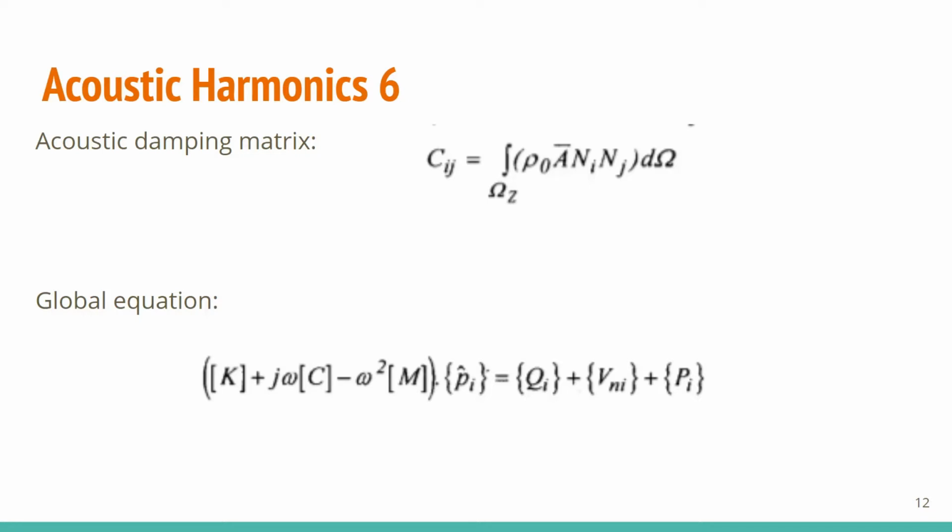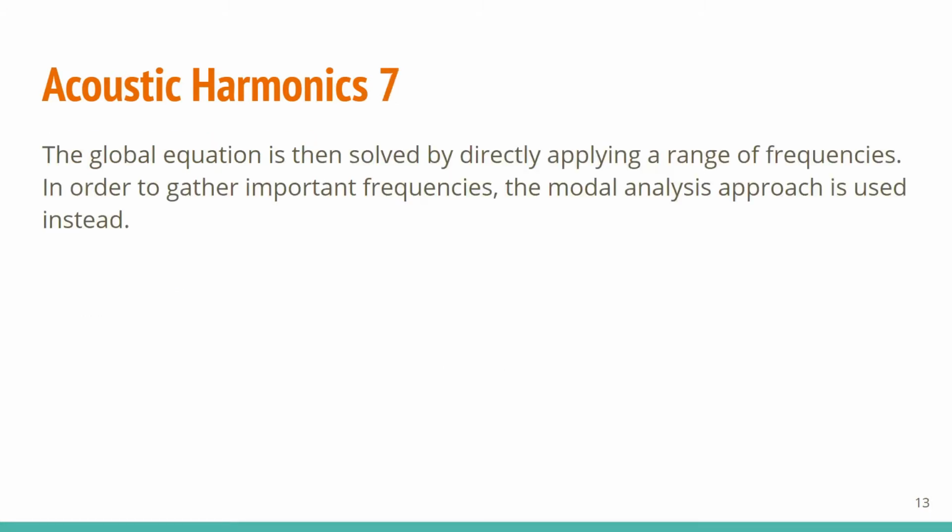And on the other side you have Q, V, and P, and those all relate to the forcing terms that get added on later. The global equation is then solved by directly applying a range of frequencies. So just like how we worked it before, once we generate that global stiffness matrix, you solve it just like we did before. The only thing that gets weird is that since we have a frequency value, omega, that's a value that we just kind of put in. And when you apply a range of omegas, you get to see how the system will interact with sound waves propagating at a different frequency.